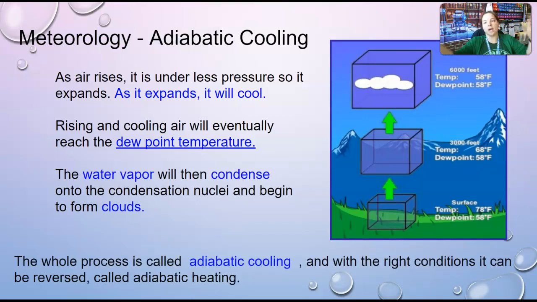And then once it gets high enough and cool enough, and all that water vapor has condensed, it can start to rain or snow or sleet or something like that. So this whole process is called adiabatic cooling. And with the right conditions, you can reverse that and have adiabatic heating. So going back down instead of going up. So as it heats, it condenses or compacts, and it becomes warmer. Or sorry, more warmth.